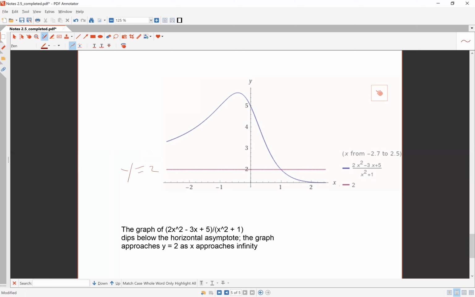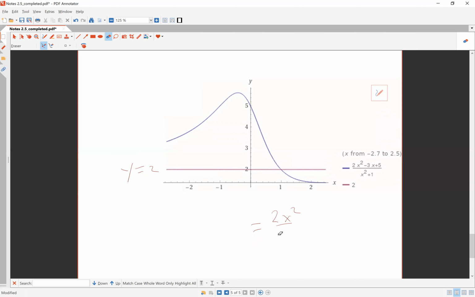For small x, when x is 0, f of 0 is 5, and then it kind of dips down. When you get close to x equals 2, it's almost 0, and then it starts going back up again to the line y equals 2. Again, because this is just for large x. For large x, this is 2x squared. This is only true for large x. It's 2x squared over 2.